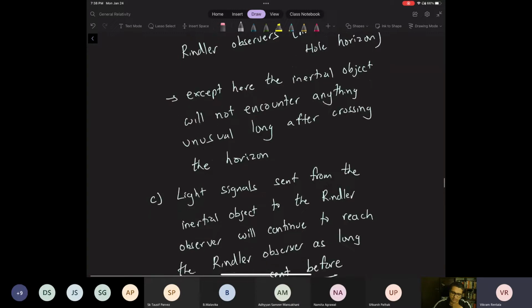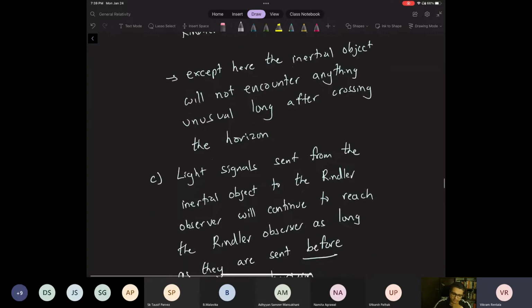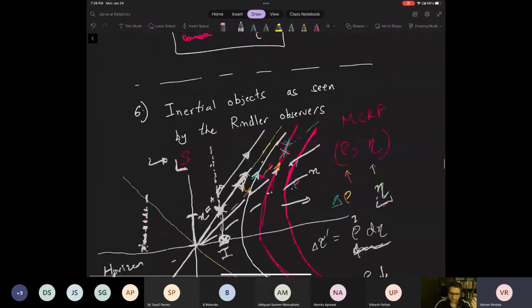And the interesting thing is the inertial object here, unlike in a black hole, will see, even as it crosses the Rindler horizon, nothing unusual, forever. Your life continues as normal, right? You don't care that these Rindler observers have accelerated fast and gone out of existence as far as you're concerned.